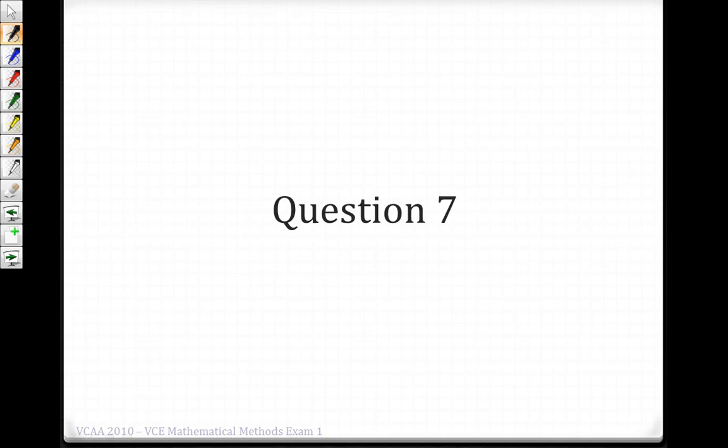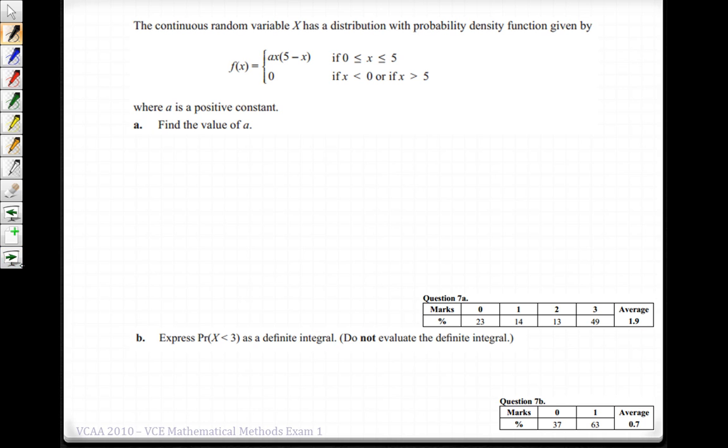Okay, so now let's have a look at question 7. The continuous random variable x has a distribution with a probability density function given by f of x equals a x (5 minus x) if x is between 0 and 5, and f of x equals 0 if x is outside of 0 to 5. So a is a positive constant, and we've been asked to find the value of a.